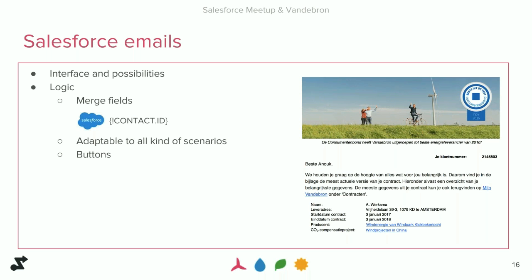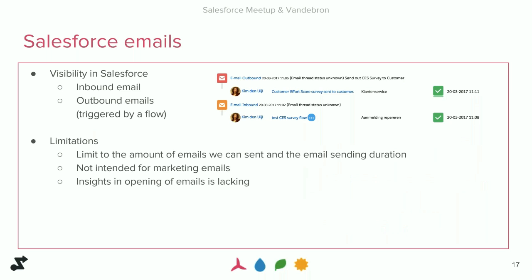So if someone renewed their contract, for example, by phone, then we are legally obliged to ask them for a written permission, and we can do this through a button. So they receive a button in the email, and they can click it and thereby confirm the contract.